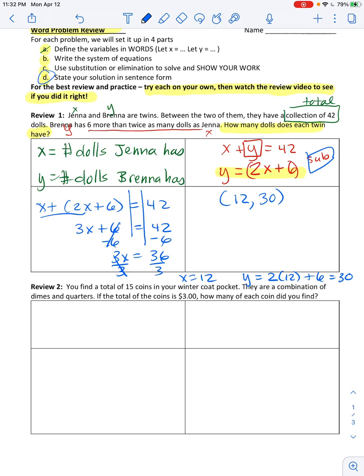And the question asked, how many dolls does each twin have? X was Jenna, Y was Brenna, so I would say Jenna has 12 dolls and Brenna has 30 dolls. So I'm writing that in a sentence to answer the question.